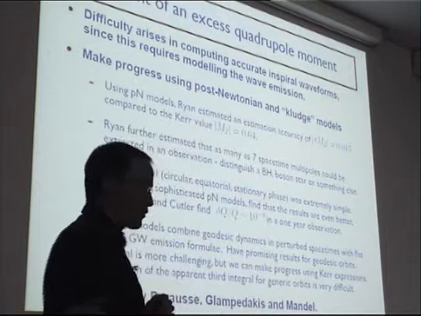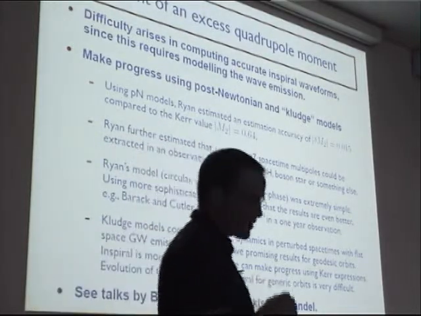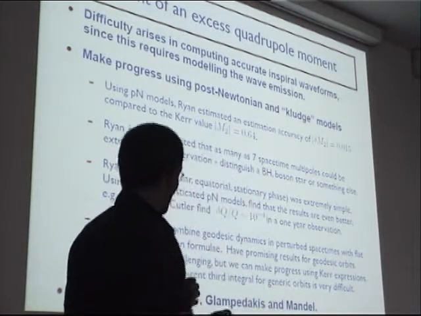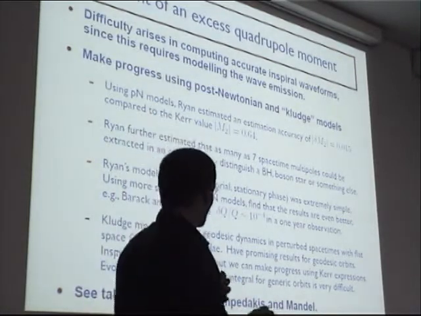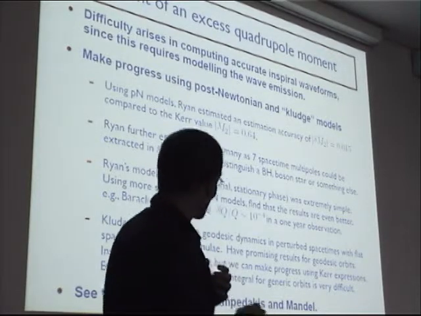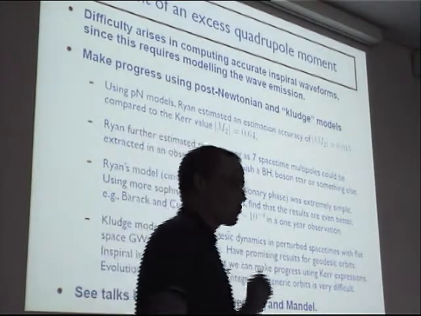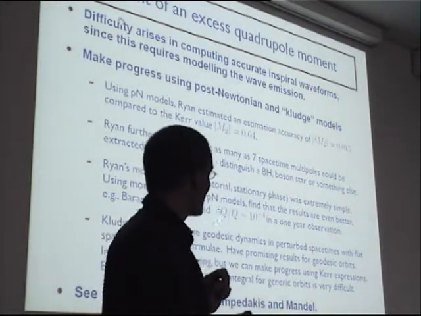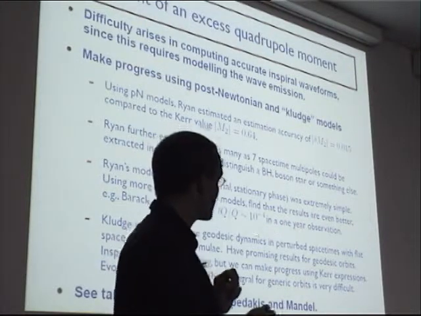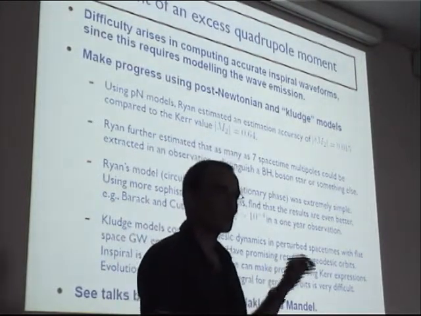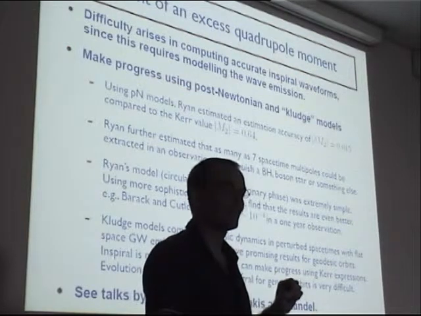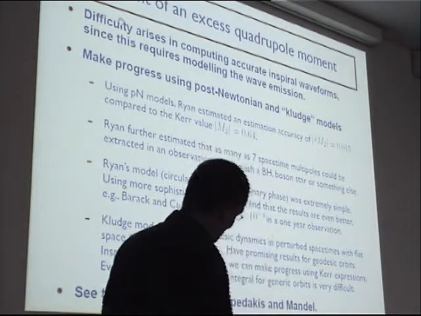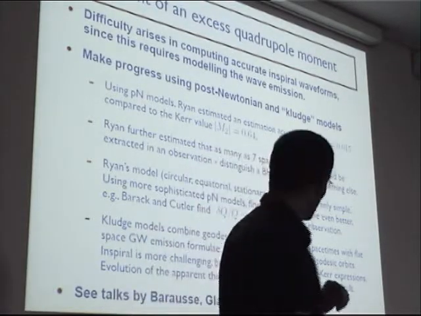Ryan's model, which was circular and equatorial and in a stationary phase approximation, is very simple. You can make it more complicated, and if you do that, you find the results are even better. Kurt mentioned one calculation, and they find by perturbing the quadrupole contribution to their analytic Kluge waveforms, that you can measure the quadrupole moment perturbation, delta Q over Q. So you can get it to a fraction of a percent over 1 year.